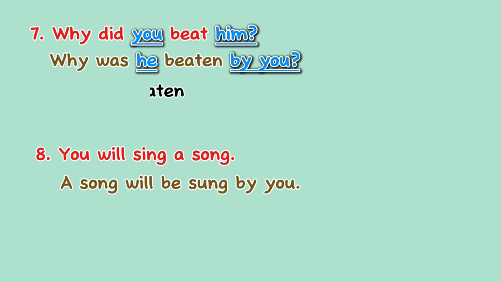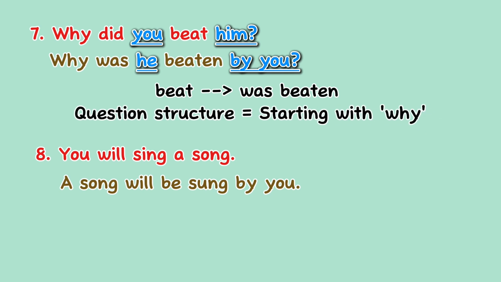The verb beat is transformed into the passive form was beaten. The question structure is maintained by starting with "why" and rearranging the order of the subject and object. Thus, the passive sentence reads, "Why was he beaten by you?" You will sing a song. The passive is: A song will be sung by you.